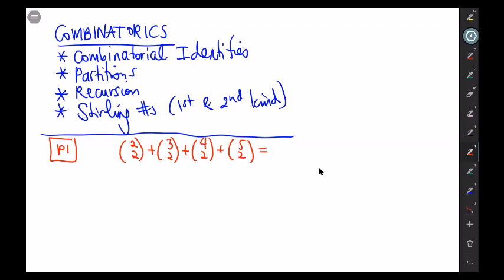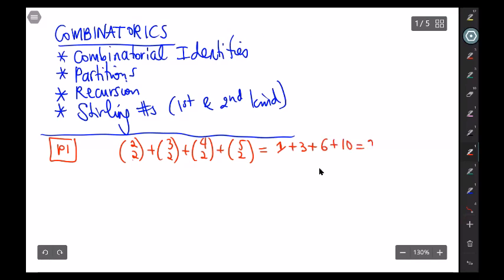Okay, so I think unanimously most of us have the correct answer of 20. So 2 choose 2 is just 1, plus 3 choose 2 is 3, plus 4 choose 2 is 6, and finally 5 choose 2 is 10, for a total of 20. But quite a few of you realize that 20 is just a special number. This is just 6 choose 3.